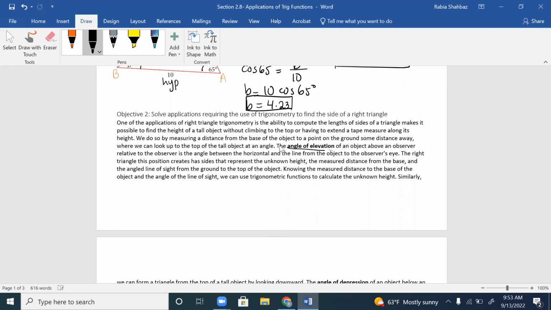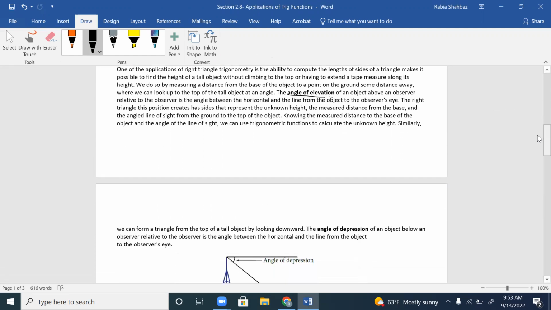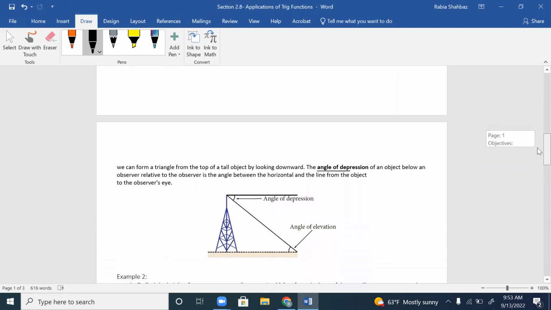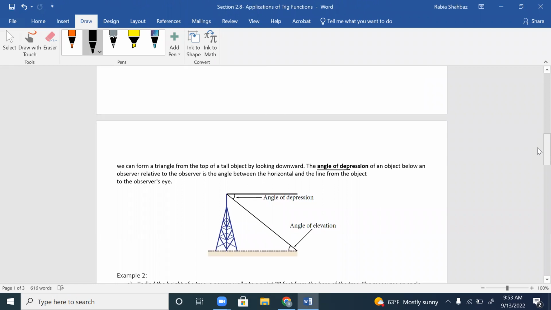Two types of angles we will discuss: angle of elevation and angle of depression. Angle of elevation is when you look up, above the horizontal line. When you look straight, your eye makes a horizontal line, but if you look above that horizontal line, that is called an angle of elevation. And if you look below this horizontal line, then you are looking down. That's the angle of depression.